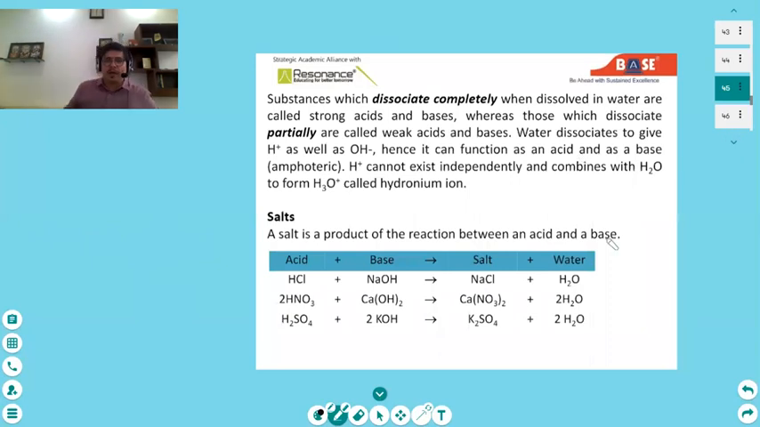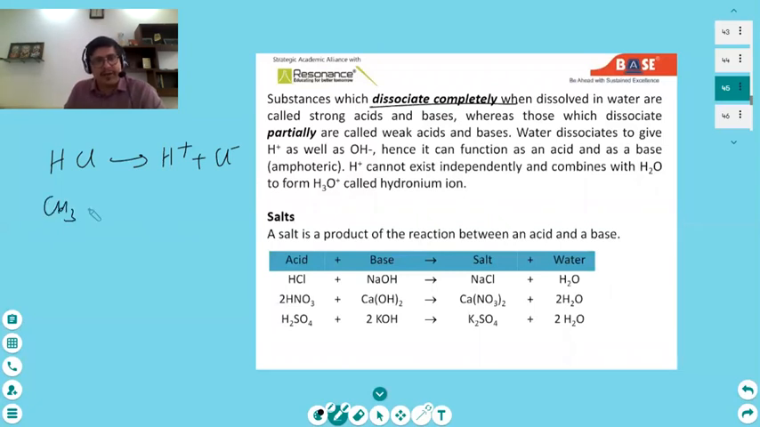So that's all about your acids and bases. Now, acids and bases are of two types according to Arrhenius, strong and weak. So we'll discuss that. Substances which dissociate completely, dissociate meaning to split. For example, you take HCl and the moment you add it into water, it will completely split as H plus and Cl minus in aqueous form.